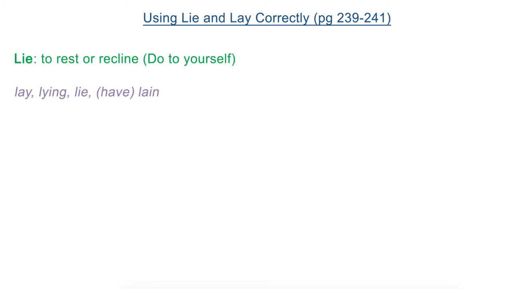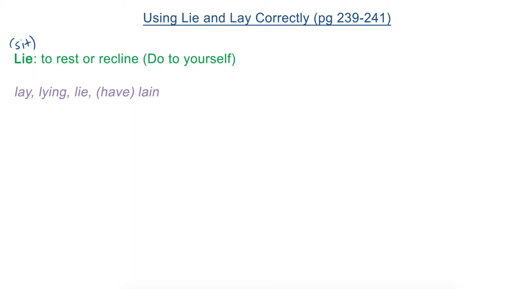So, I'm sure you all have used the words lie and lay before. The first word, lie, means to rest or recline, something that you do to yourself. Just like in the last lesson, when we learned the difference between sit and set, you can think of lie just like sit. Lie is something you do to yourself, just like when you sit. You're not making something else sit. You're making yourself lie down.